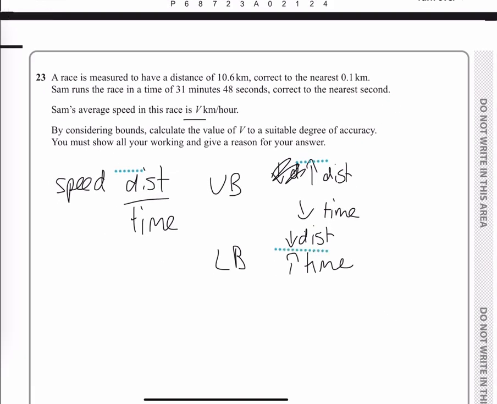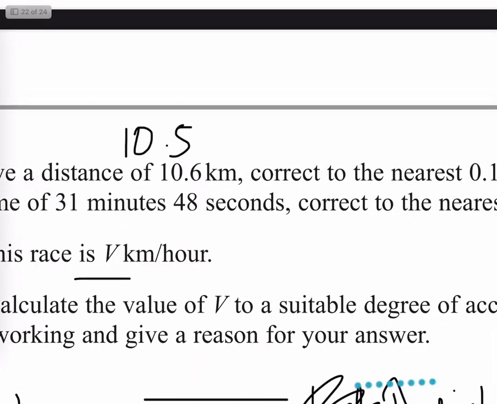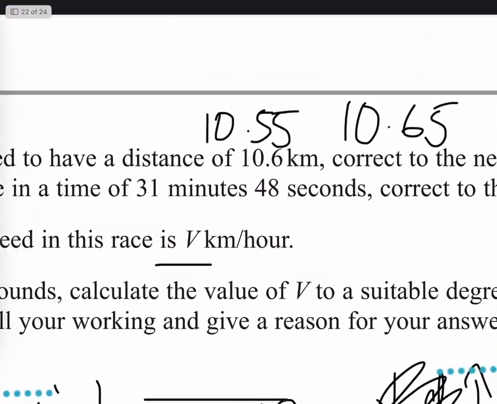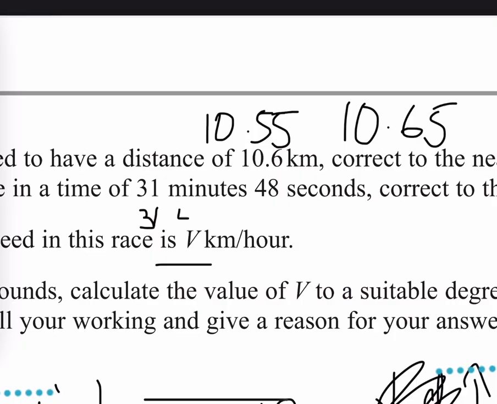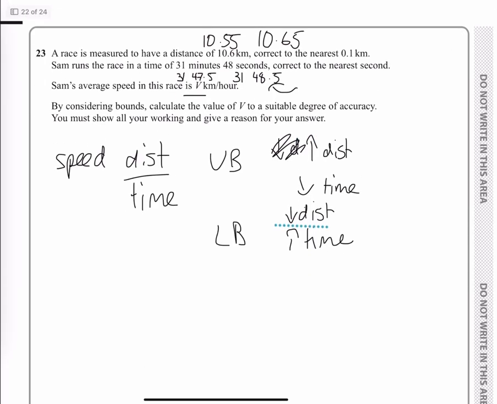So let's think, okay, so our 10.6, our lower bound is 10.55 and our upper bound is 10.65. To the nearest second, so it's 31 for 7.5 and 31 for 8.5. And we're probably going to have to convert that fully into seconds, or hours actually, so I've got to be careful about that. Right, let's get to work.